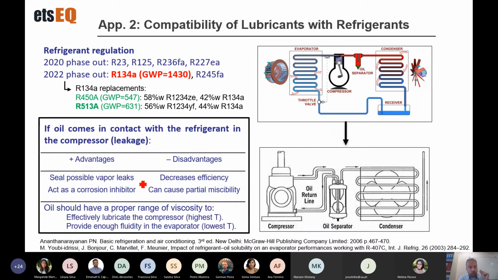It is also true that a small leak can be even advantageous because it can act as a corrosion inhibitor, okay? But what is clear is that you really need to know the compatibility between the lubricant and the refrigerant in order to design a new cycle. Oil must have a proper range of viscosity to effectively lubricate the compressor and provide enough fluidity in the evaporator, but also requires good compatibility in order to avoid a strong decrease of the efficiency of the refrigerant.